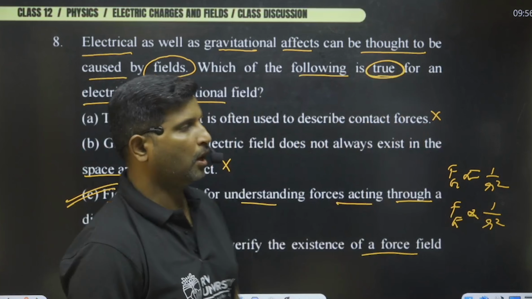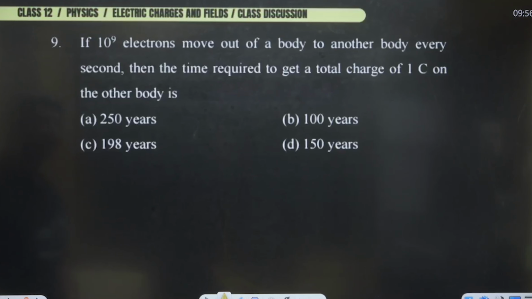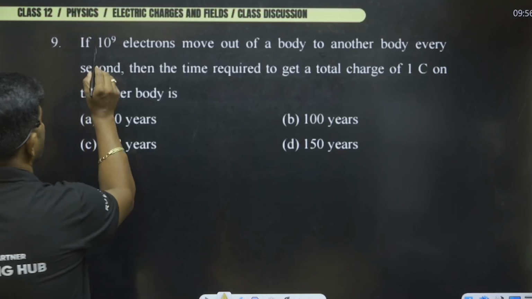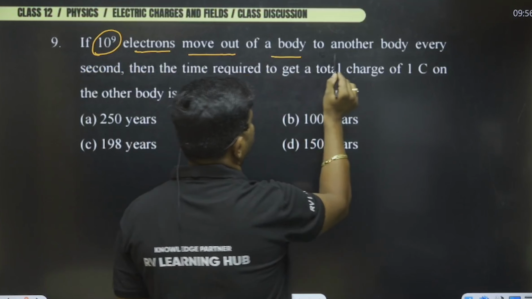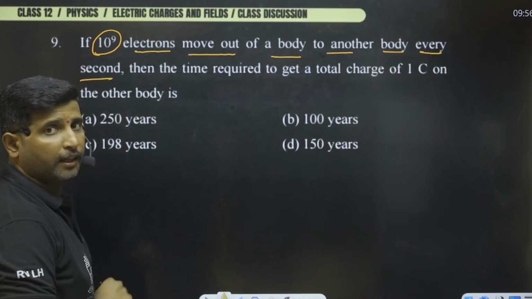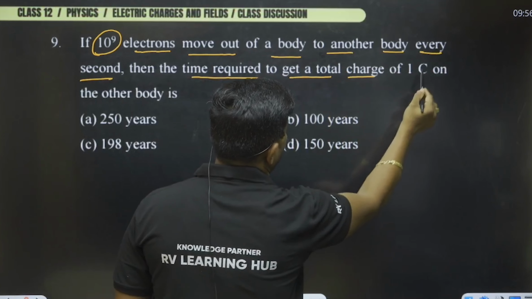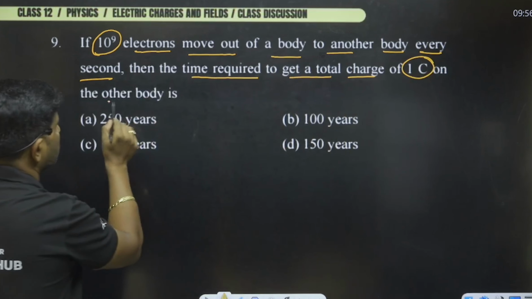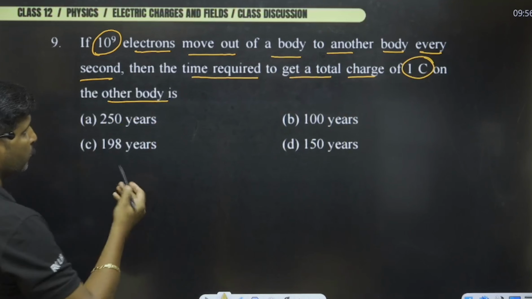Okay. Now, like that, we have to think. Let us move on to the next question. What are they saying to us? Observe this. 10 power 9 electrons move out of a body to another body every second. Then the time required to get a total charge of 1 coulomb on the other body is. So observe this.